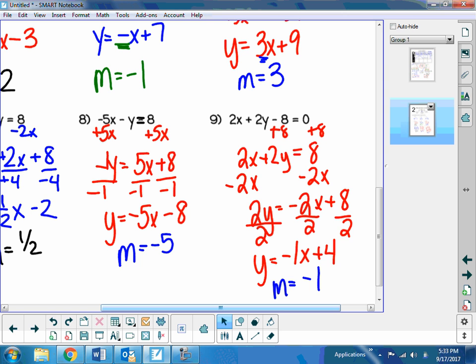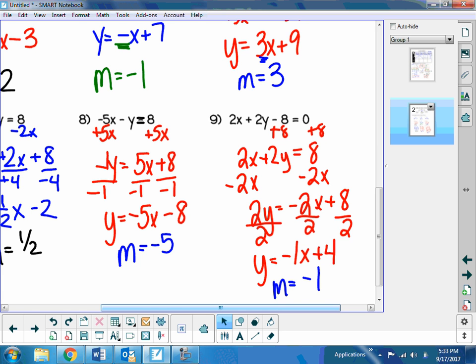All right, so our main focus here, we have 2 parts. First, we're trying to make sure y was by itself. We isolated the y, and then once y was isolated, we were able to rewrite our equations, and then we were able to identify our slopes.